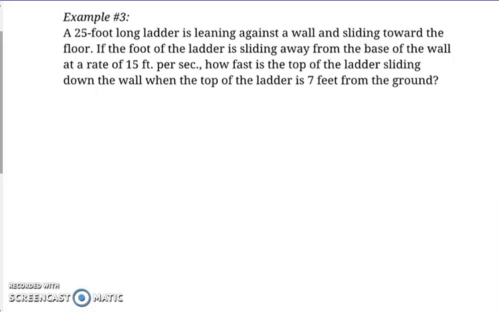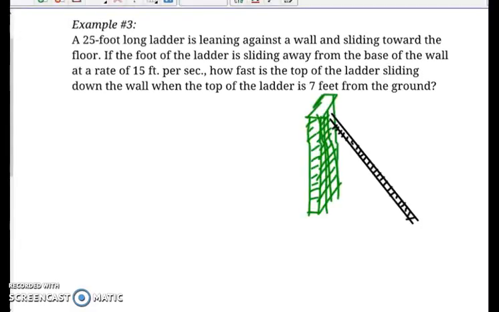Okay, let's start by drawing a picture. So we have a ladder leaning up against the wall. We know that the ladder is 25 feet long. That's how long the ladder is. The ladder's length isn't changing. It's sliding towards the floor. So the bottom part's sliding out, and the top part is sliding down. So that's our picture so far. It's asking us about a specific point in time, specifically when the top of the ladder is 7 feet from the ground. So when that distance is 7 feet.